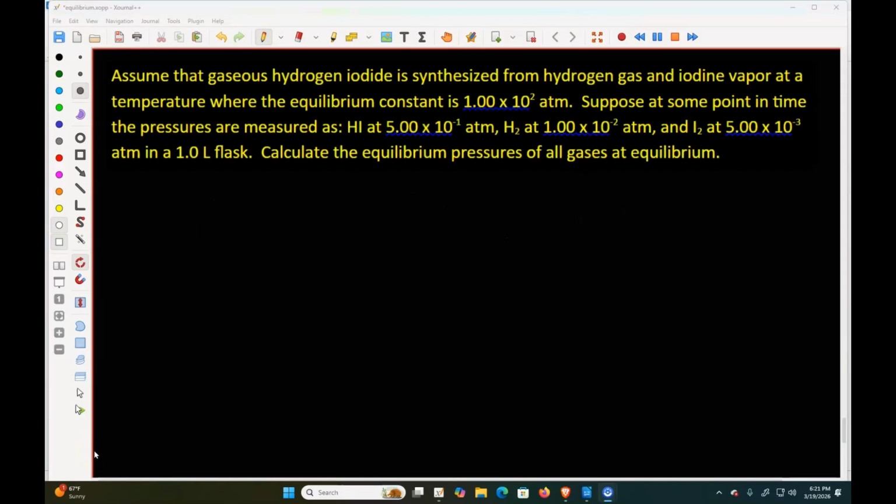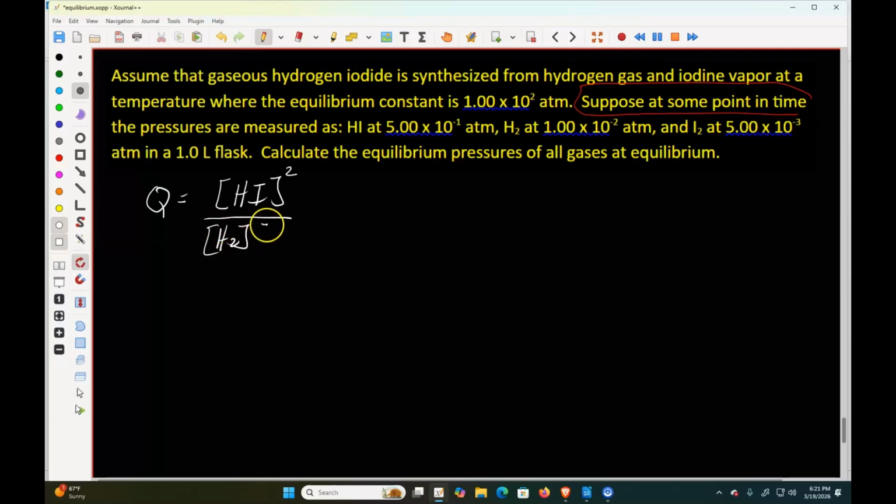Okay, in this problem, we're going to be measuring the concentration at some point in time. So it says, let's suppose at some point in time, which means then that we're doing Q instead of K. So same formula, Q is equal to the concentration of the HI, which is the product, squared, because this is hydrogen plus iodine gives 2 HIs. Okay, so we have 0.5 HIs. And we're going to square that.